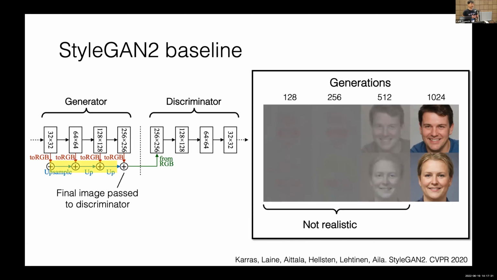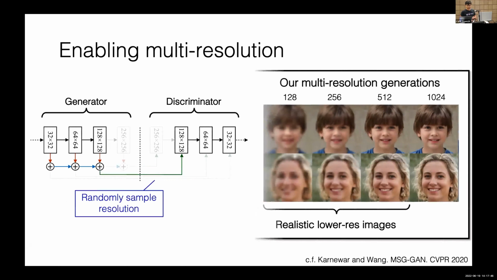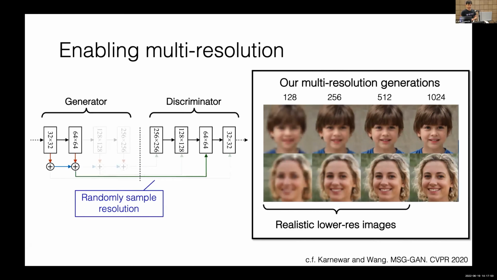After all, why should they? They're not being put through a discriminator. They have no real constraints, realism constraints. So our first step is to add that constraint. So we're going to randomly sample from intermediate layers of the generator and put them through intermediate layers of the discriminator. And that already starts giving us some flexibility and realism through the intermediate layers of the net.